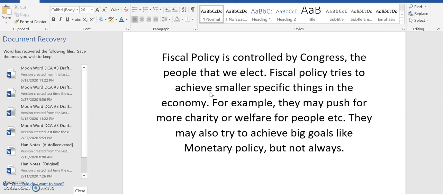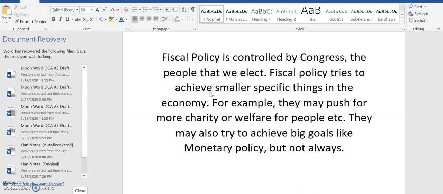They may also try to achieve big goals like monetary policy, but not always. They may try to work on small specific things working toward a big goal in the economy. But yeah, this is fiscal policy. You'll have a lot of presidents or politicians running and saying things like, Andrew Yang came out and said, all right, we're going to have a universal basic income. Every American is going to get $1,000 a month. This is a fiscal policy.